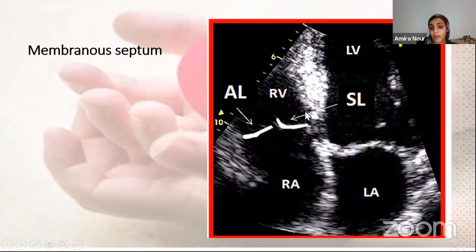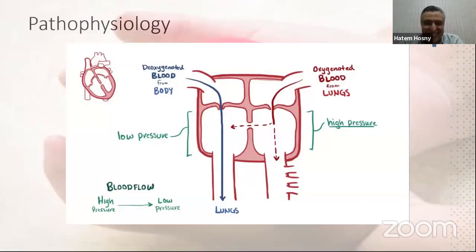If we have a defect here, below the septal leaflet of the tricuspid valve, mostly it will be a perimembranous VSD. But if we have a defect here, it will be a defect directly between the left ventricle and right atrium, and this is called Gerbode defect, which is very, very rare.